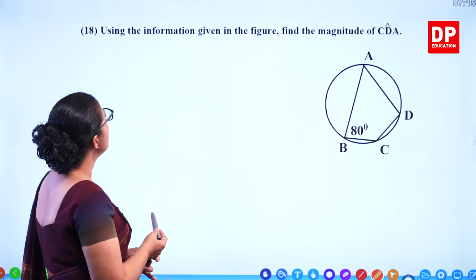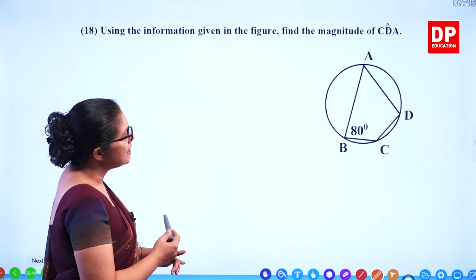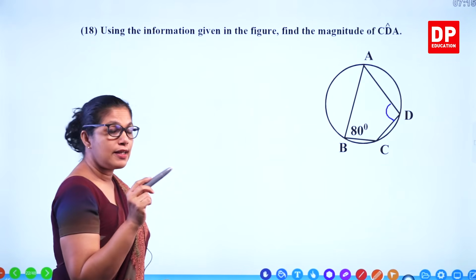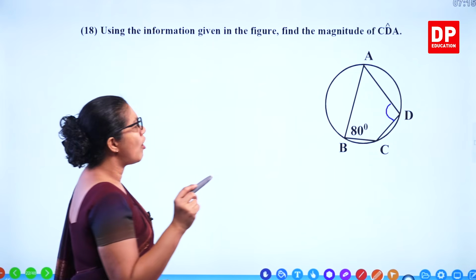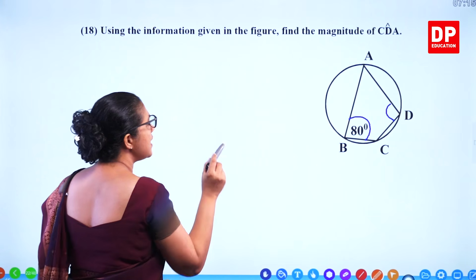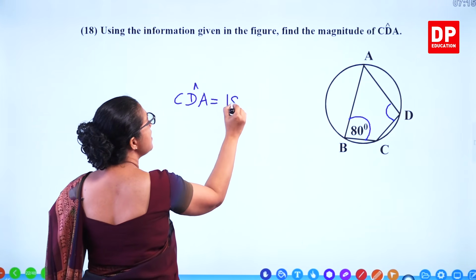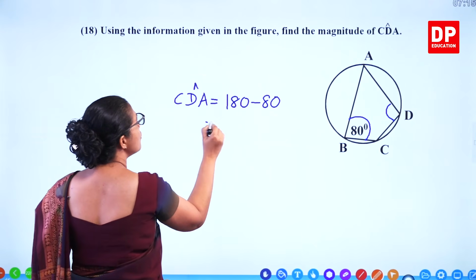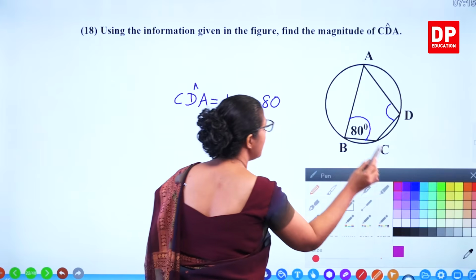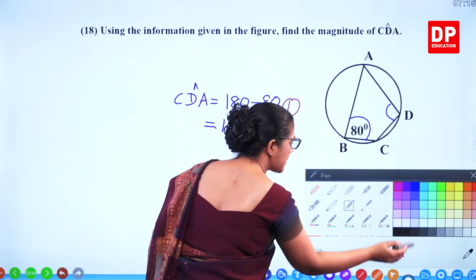Question number 18. Using the information given in the figure, find the magnitude of CDA. This one. This is a cyclic quadrilateral. What's the property of a cyclic quadrilateral? Opposite angles add up to 180. So what is CDA? 180 minus 80. So you get 100 degrees. So that's the value. So you get 1 mark for the method and 1 mark for the answer.